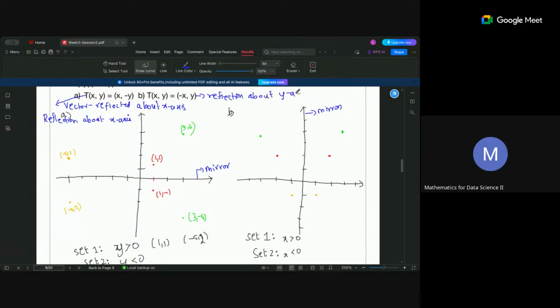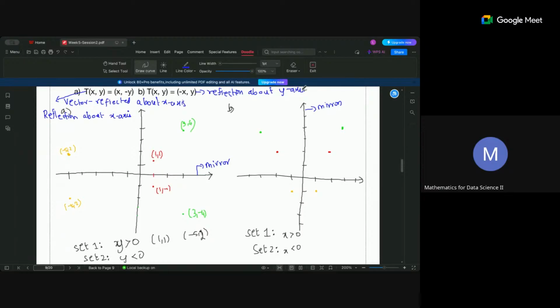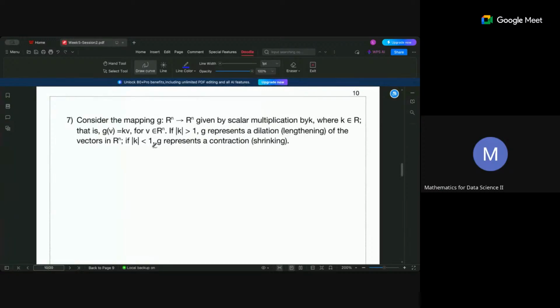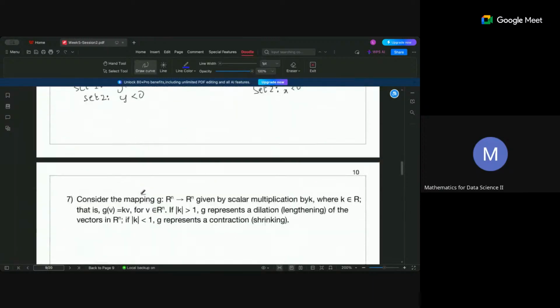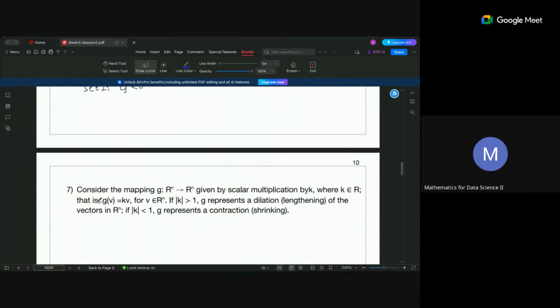Okay, so geometrically also there is some significance you can see for a linear transformation. Okay, so this transformation is what you have given as an answer here. This is just a scalar multiplication. So if your modulus value of k is greater than 1, then the transformation is just a dilation. That means the vector is lengthening. And if the modulus is strictly less than 1, it means what? It is a contraction. Do you understand what is happening here?